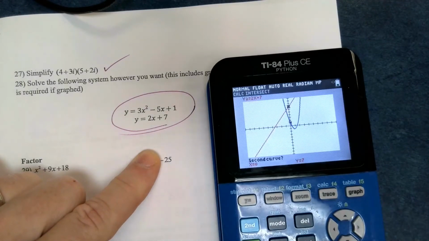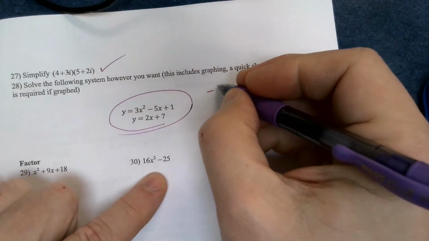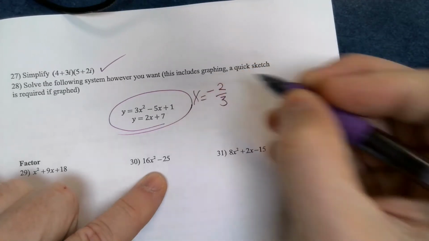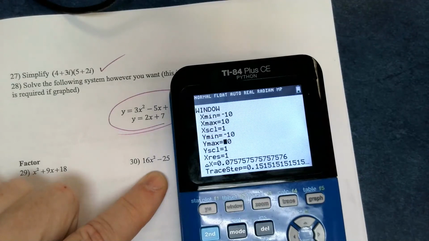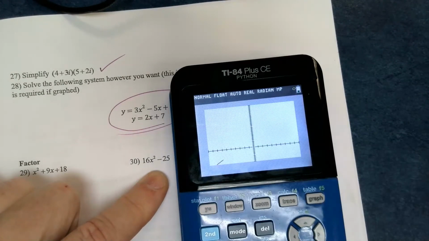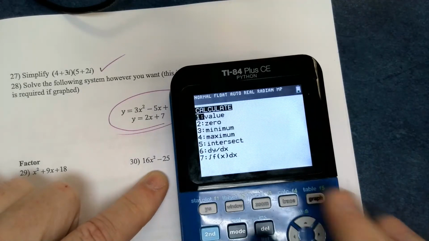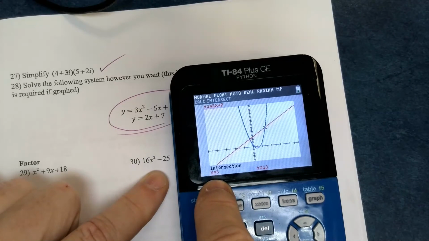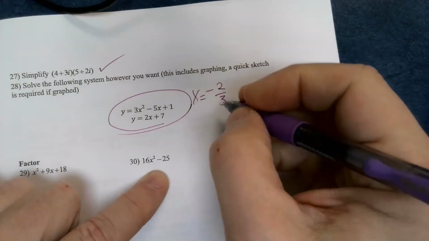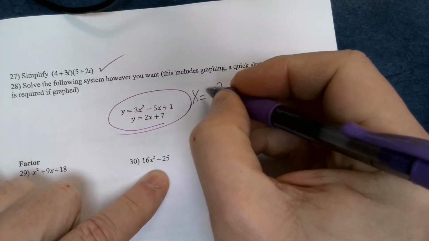Second trace, number 5, enter, enter, enter. I'm going to get negative 0.666, so negative 2/3, that's one solution. The other one's going to be way up here, so if I wanted to see it, I could set my y max at 30. And I could see that it's right there. I don't necessarily have to do that. Second trace, number 5. Just move my cursor closer to this. Enter, enter, enter. It would have actually found it on my other screen. And that solution is 3, 13. So 3 comma 13 and negative 2/3.